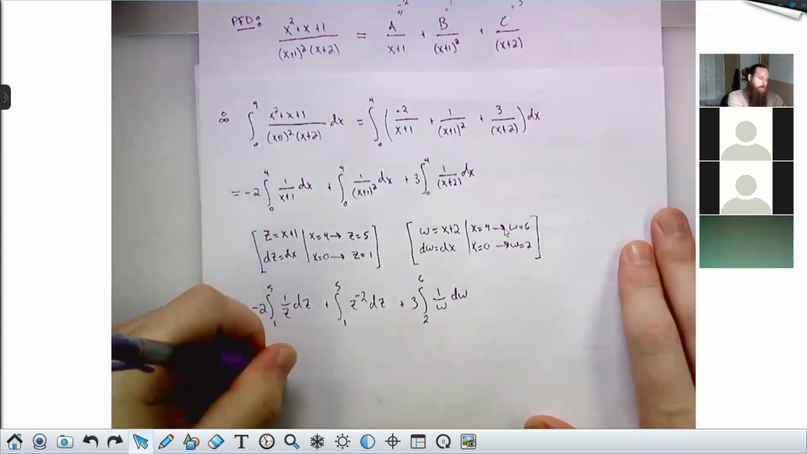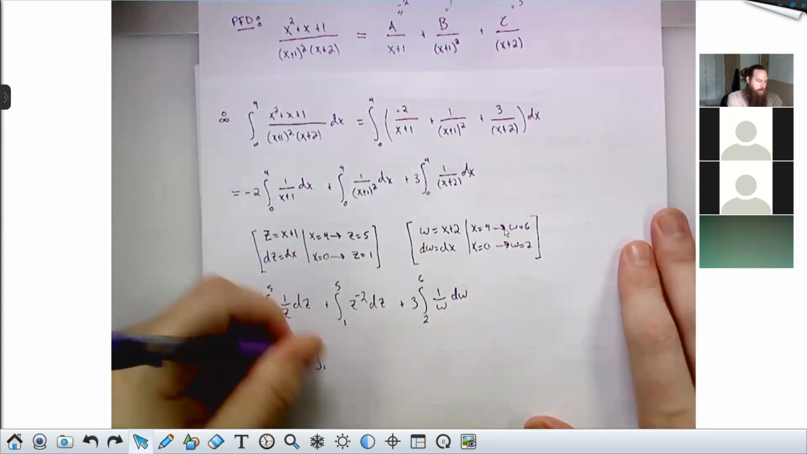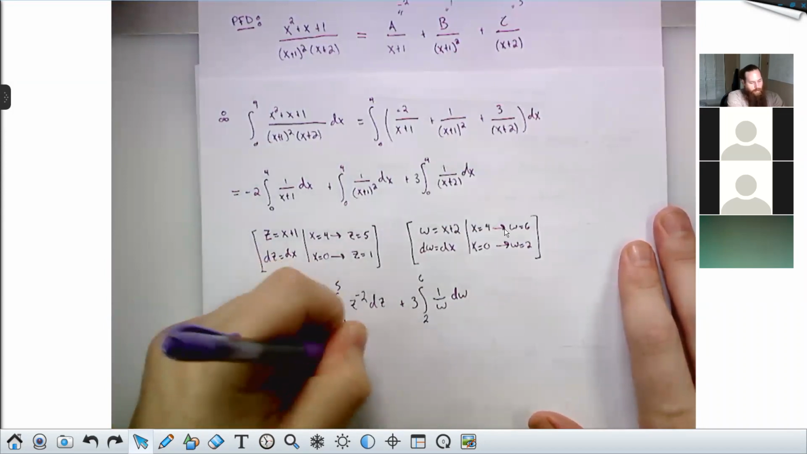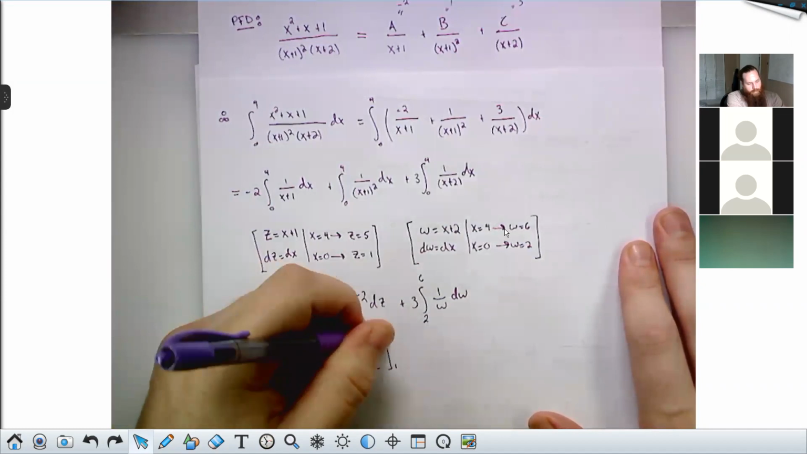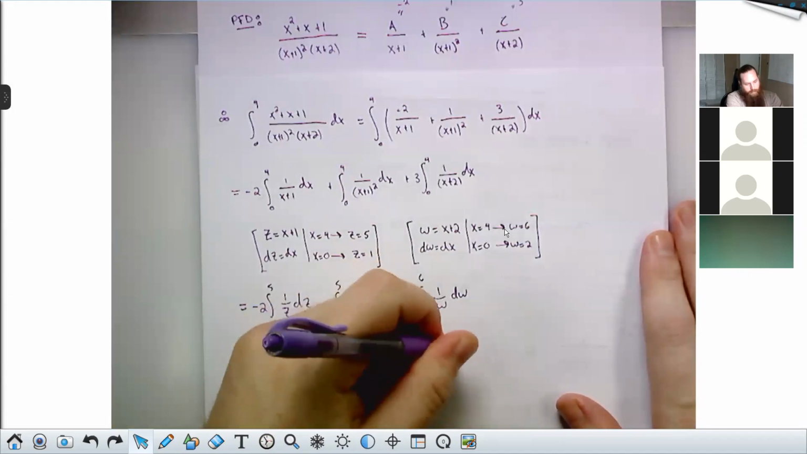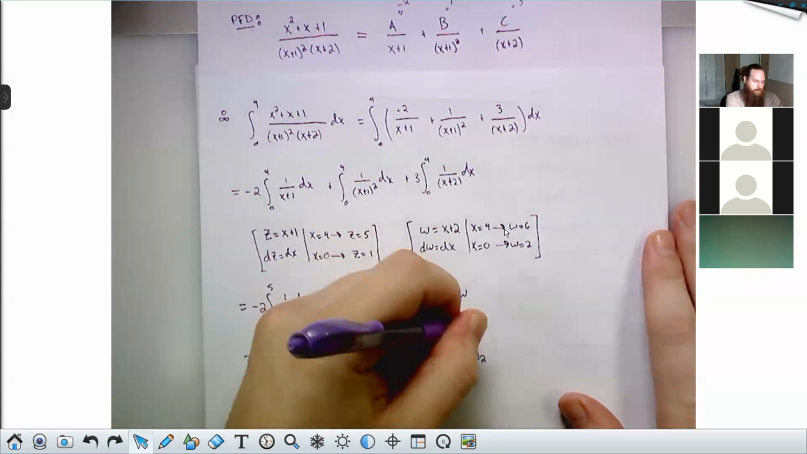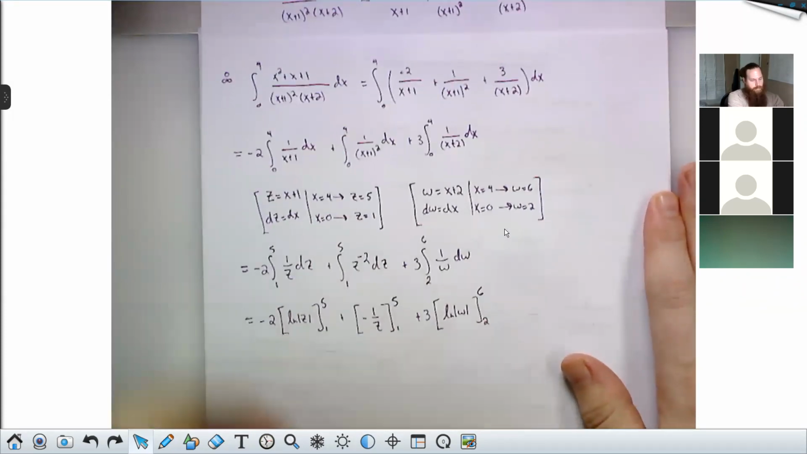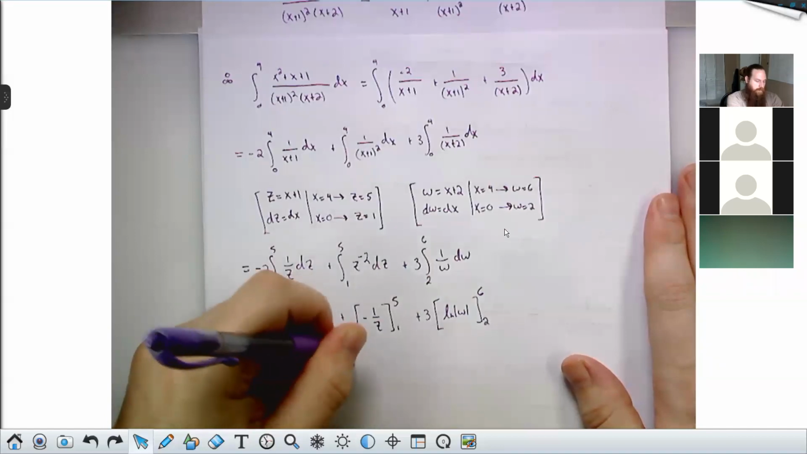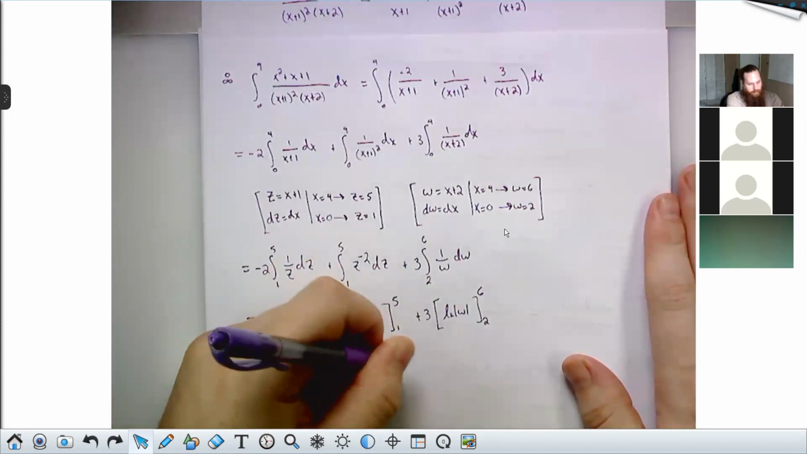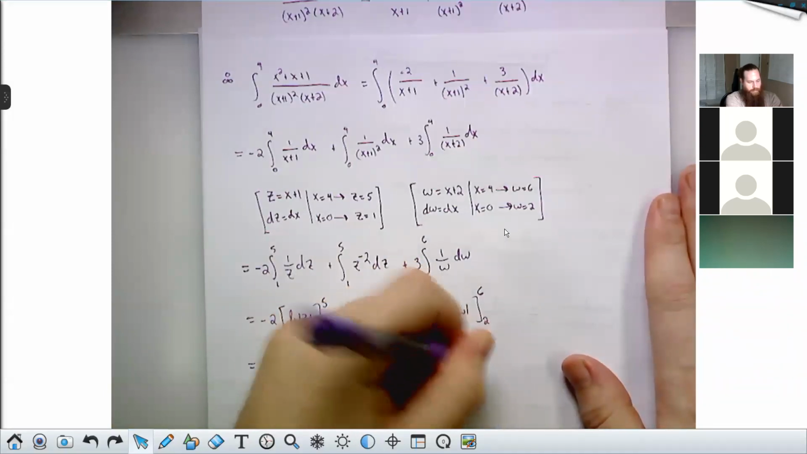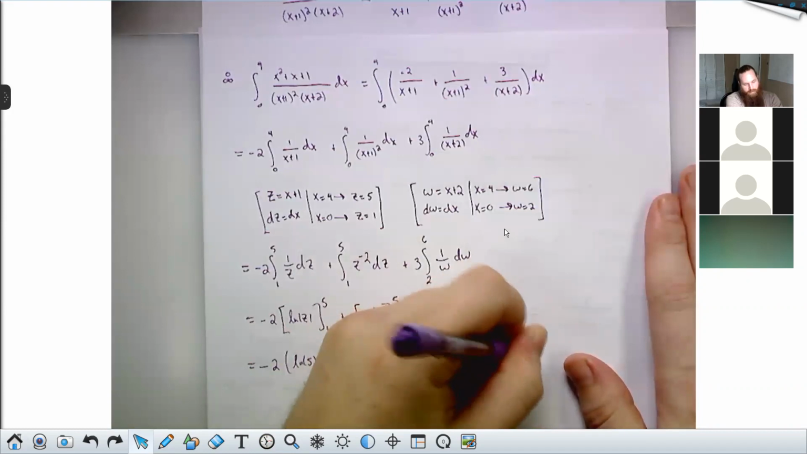This is negative 2 times the natural log of the absolute value of z from 1 to 5, plus the integral of z to the negative 2, which is negative z to the negative 1, or negative 1 over z, from 1 to 5. And then finally I'll have plus 3 times the natural log of the absolute value of w from 2 to 6. So this is negative 2 times (ln 5 minus ln 1), plus (negative 1/5 minus negative 1 over 1), plus 3 times (ln 6 minus ln 2).